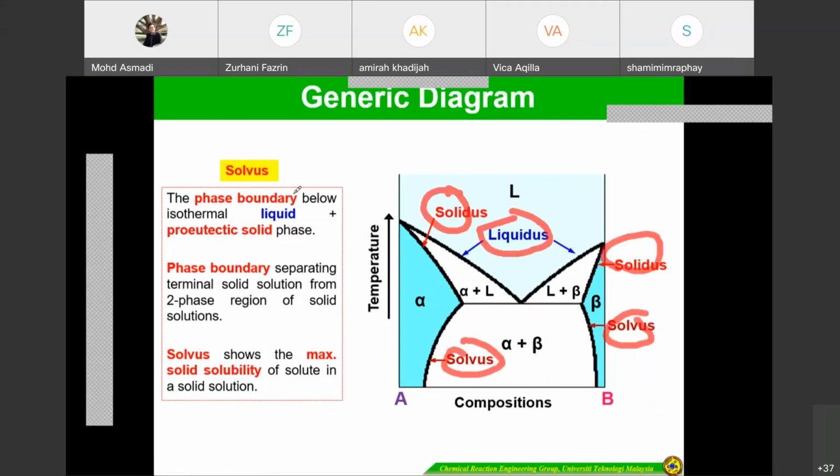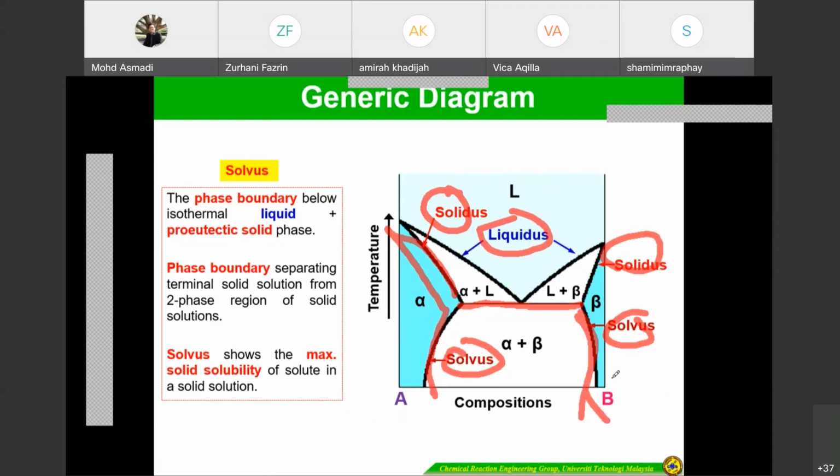The phase boundary below is the isothermal liquid plus proeutectic solid phase. Later I will show you the proeutectic. The proeutectic is a primary solid formation. And then the phase boundary separates the terminal solid solution from the two phase region of the solid solution. This one is the boundary. The solvus shows the maximum solid solubility of solute in solution.